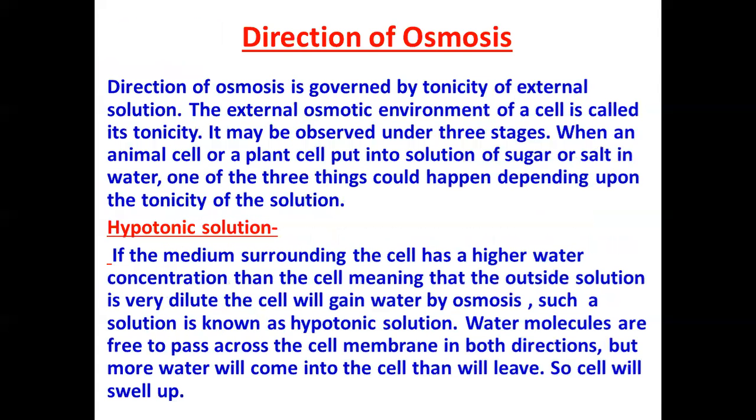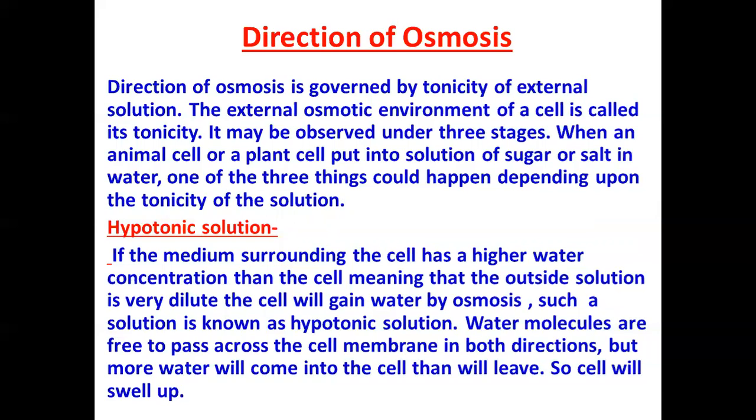Now next is direction of osmosis. The direction of osmosis is governed by the tonicity of the external solution. Clear? It is governed by the tonicity of the external solution. Now the external osmotic environment of a cell is called its tonicity. It may be observed under three stages. When an animal cell or plant cell is put into a solution of sugar or salt in water, one of three things could happen depending upon the tonicity of the solution. What will be the cases?